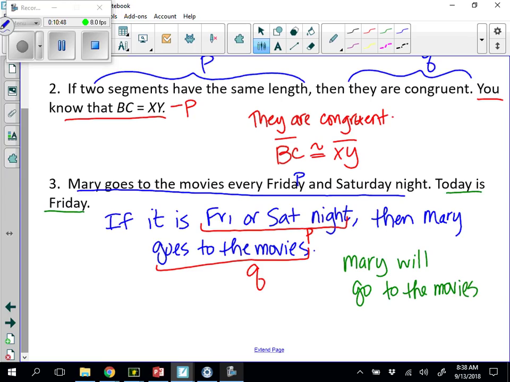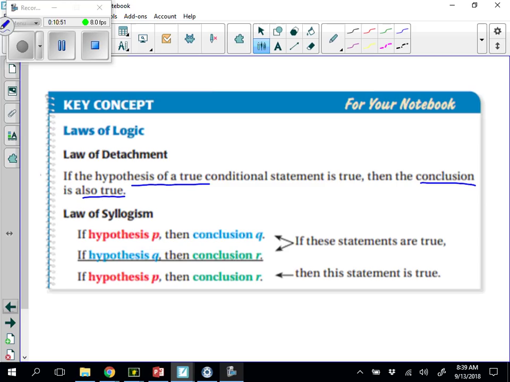Law of syllogism. I'm going to back up here to the screen. So, law of syllogism seems complicated, but we logically do this all the time.